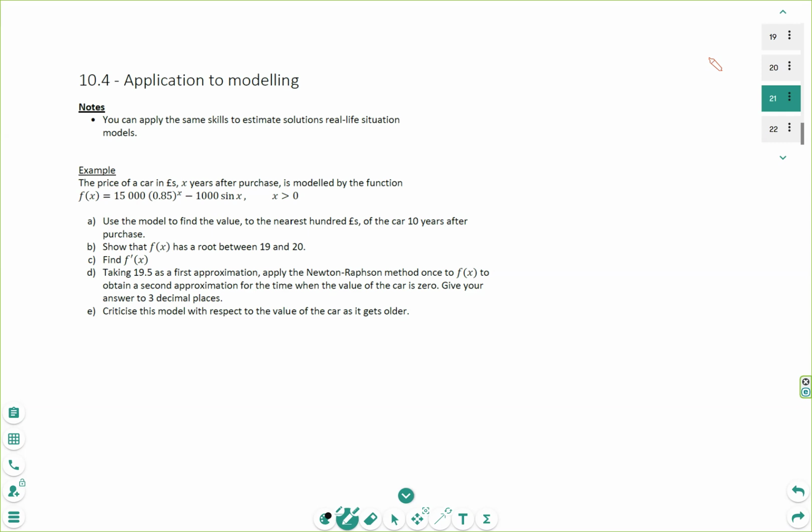Anyway, the notes. So we can apply the same skills to estimate solutions in real life situation models. Example: the price of a car in pounds x years after purchase is modeled by this function f of x equals that. So in a modeling question, the first thing you need to think about is what the variables are and what they stand for. So the variables are f of x, which is the pounds, and x, which is time in years. So whenever we see years or pounds, then we know which one we can substitute into.